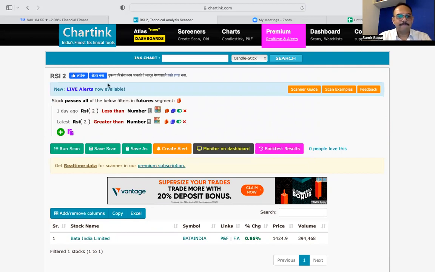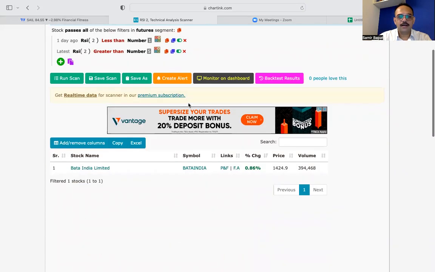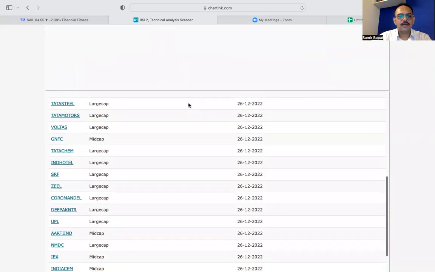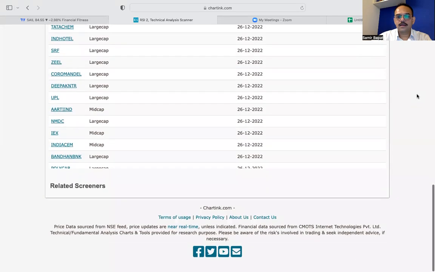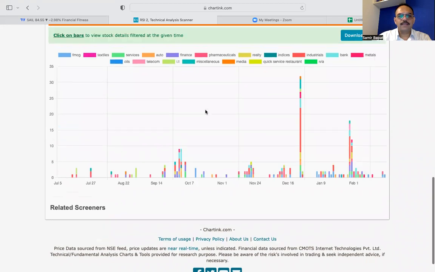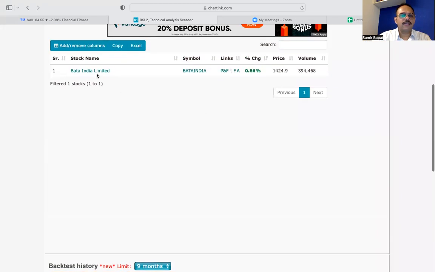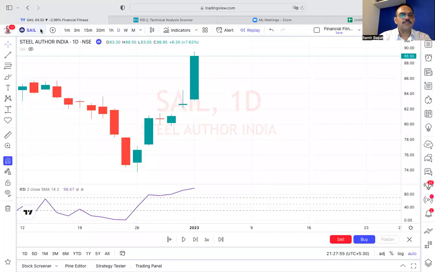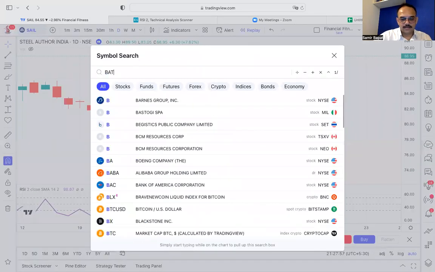Okay, sir. Just one question. The date which we are seeing is 12th of December. So basically it means that whatever we are seeing in charting recently did not happen. So RSI less than 1. See, if we see here, today it has given the signal for Bata India. Okay, so this is Bata India.